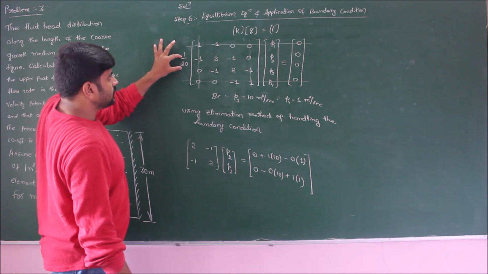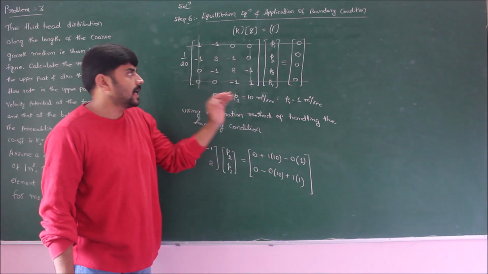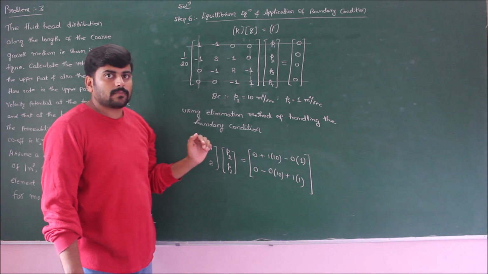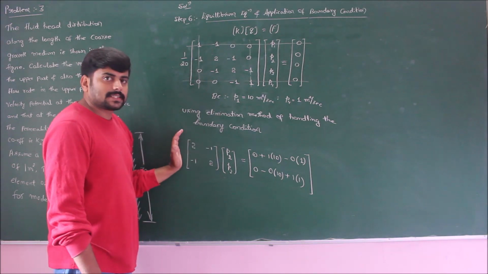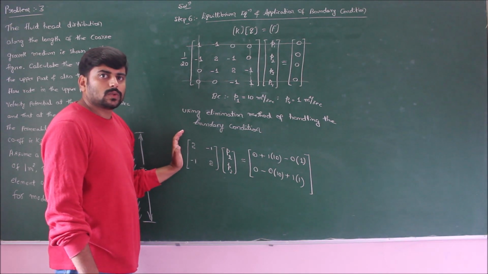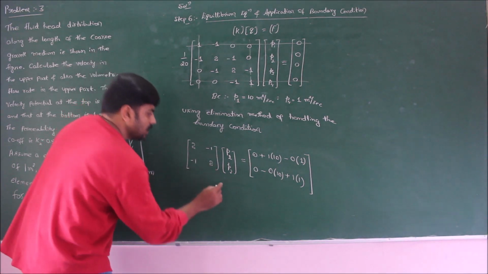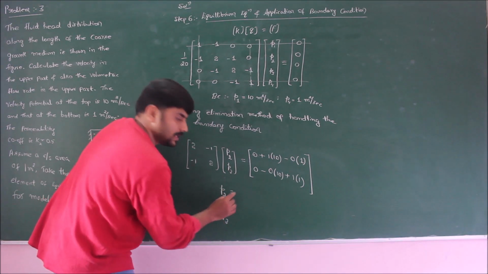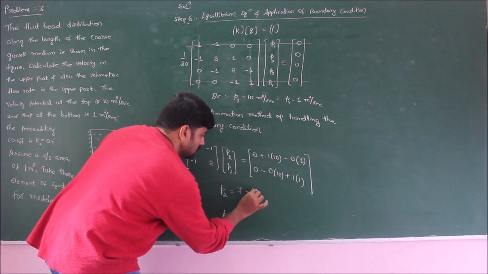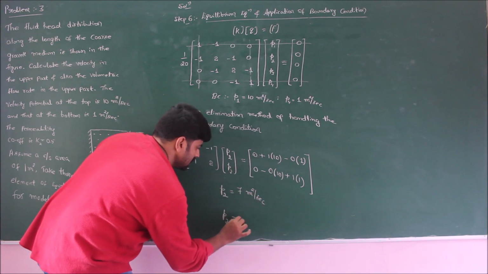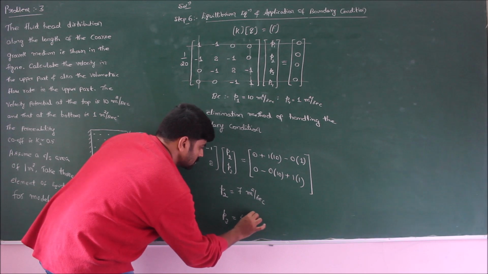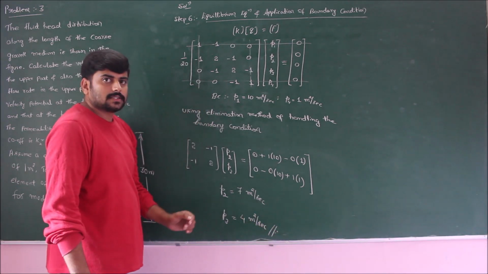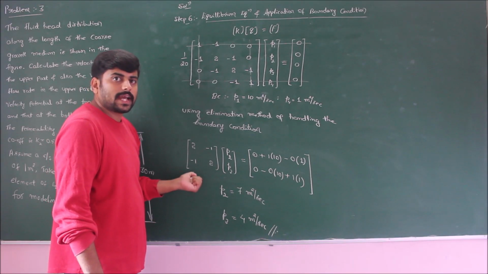Initially itself, you can multiply this 20 to RHS and get rid of this 1 by 20, and then apply the boundary condition properly. Now, solving this matrix by choosing two equations with two unknowns in the calculator, I will get the values of P2 and P3 as: P2 is 7 meter square per second and P3 is 4 meter square per second. So this completes the velocity potentials that he has asked.